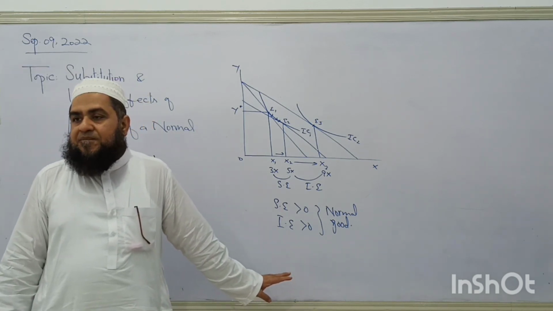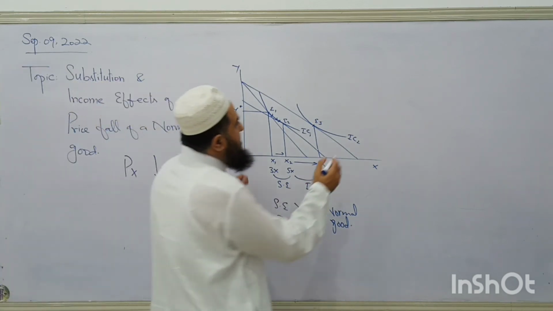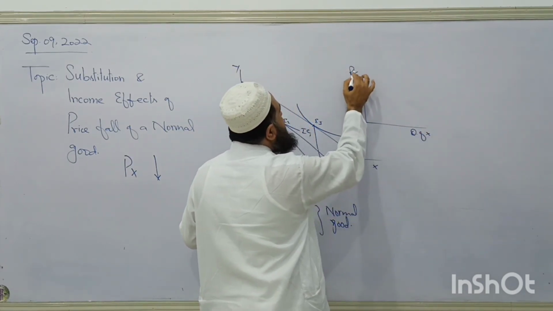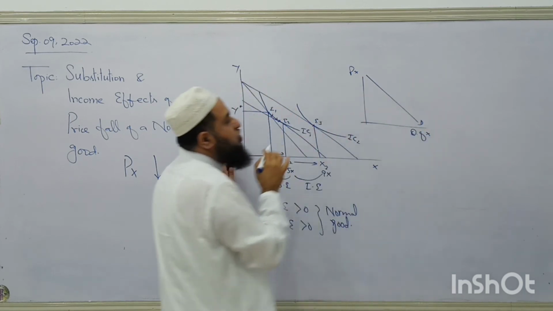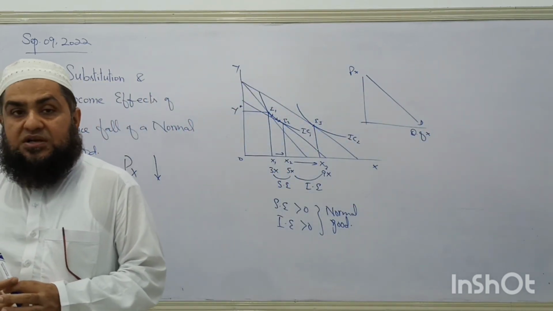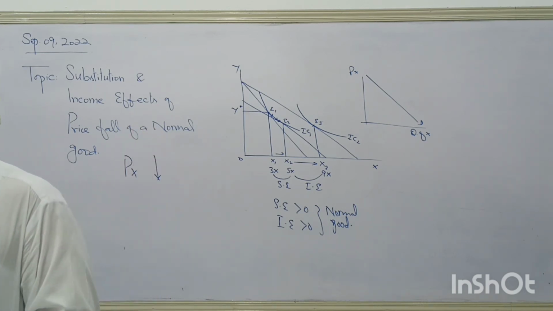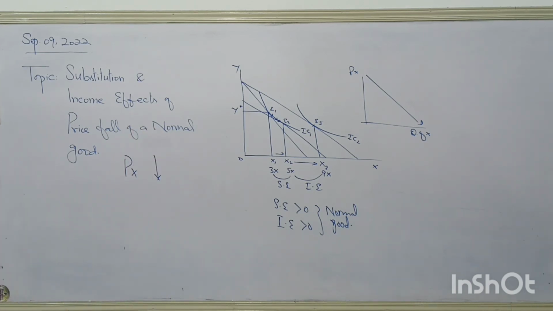Clear? So its demand curve will be, with quantity of X and price of X, like this. It is normal sloping, which we had derived yesterday or in our previous lesson. The demand curve will be a downward slope. Forward? Clear?